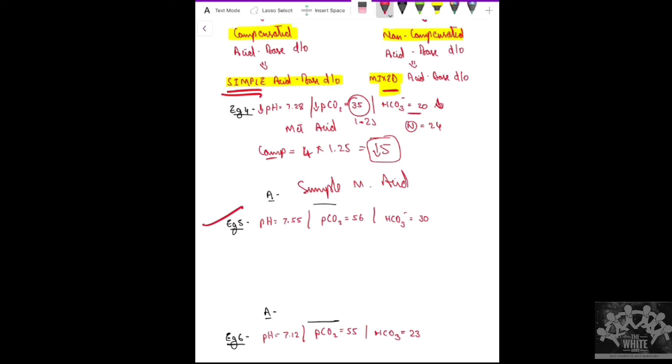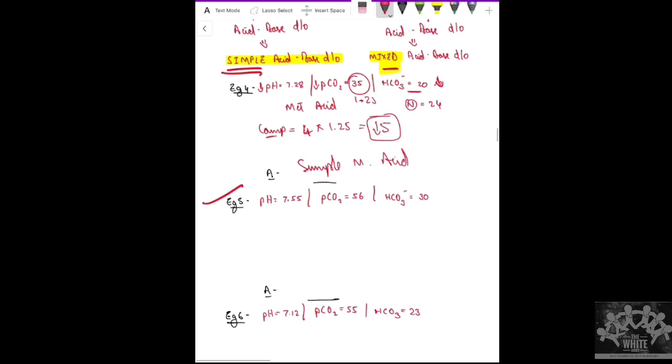Okay, we'll see. So initially, we look at the pH. pH is increased, so there is alkalemia. Yes, good. It is respiratory acidosis. Okay, we'll see how. Since there is an increase in pH, there is alkalemia. PCO2 as well is increased. It is moving in the same direction. So it is metabolic alkalosis.